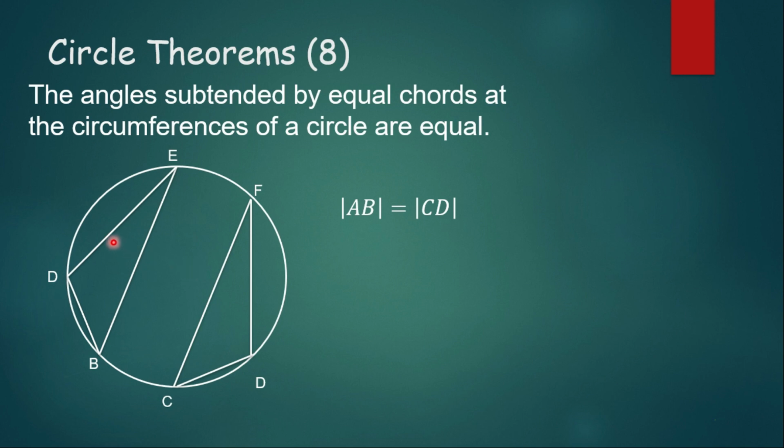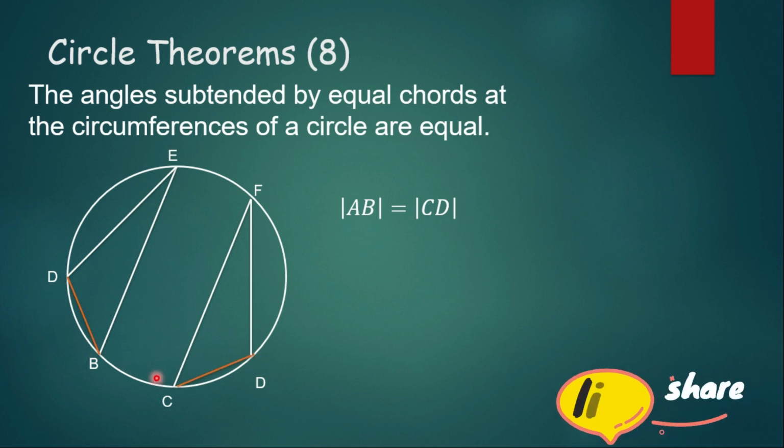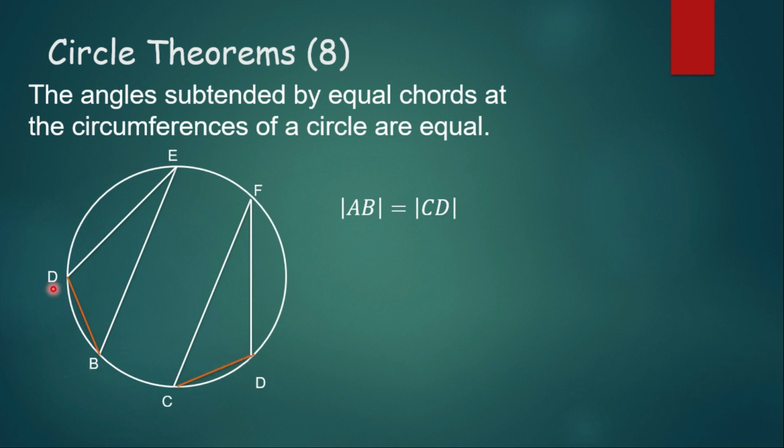So this is a chord and this chord are equal. Now, when these chords are subtended at the circumference, that's this, they are equal, it means that the angles formed are also equal. So this angle and the angle formed from the same equal chord. This chord and this chord are equal. So therefore, this angle is equal to the other angle. Well said.